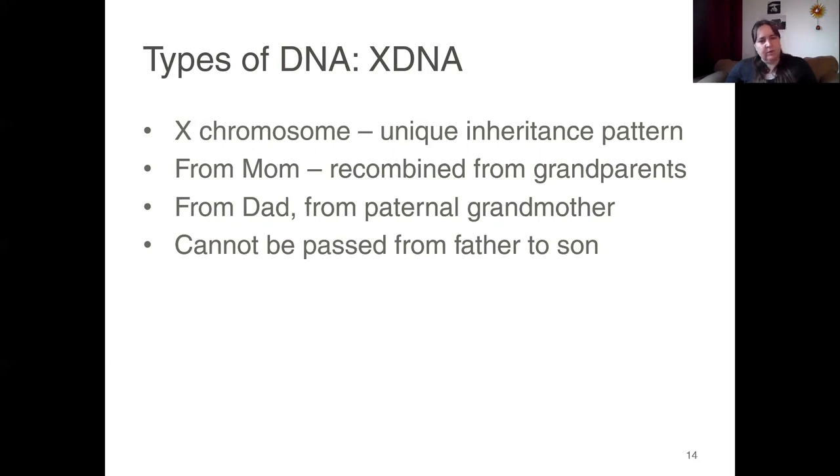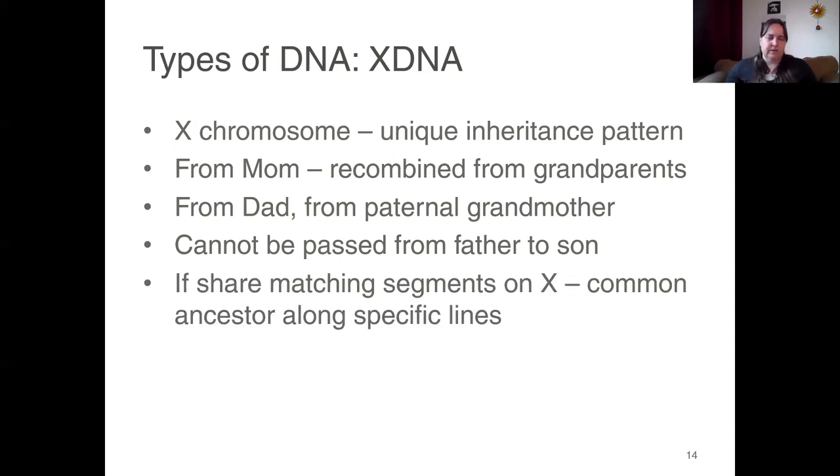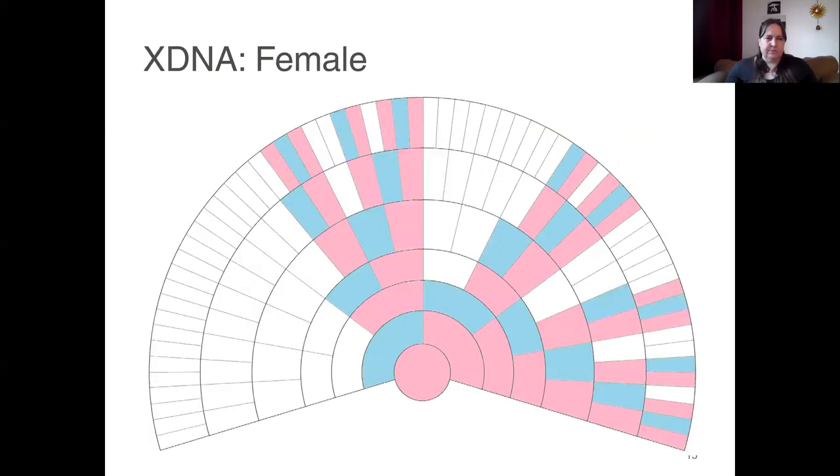Because Y DNA is always passed from father to son, X DNA cannot be passed from father to son. So the idea is that if you share matching segments on the X chromosome, your common ancestor is going to be along specific lines. Because of this, you can only share X DNA with certain ancestors. You can't share it with all of your ancestors.